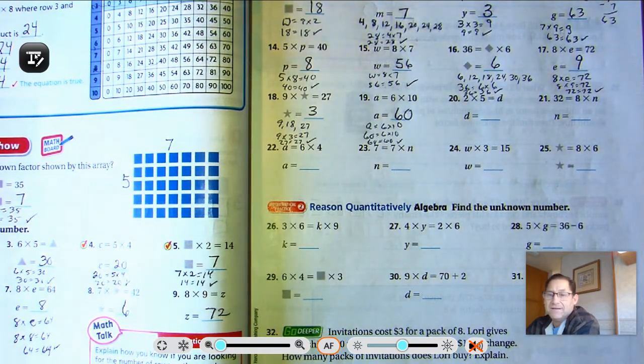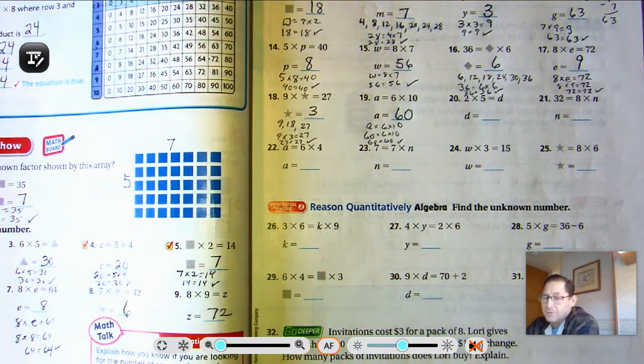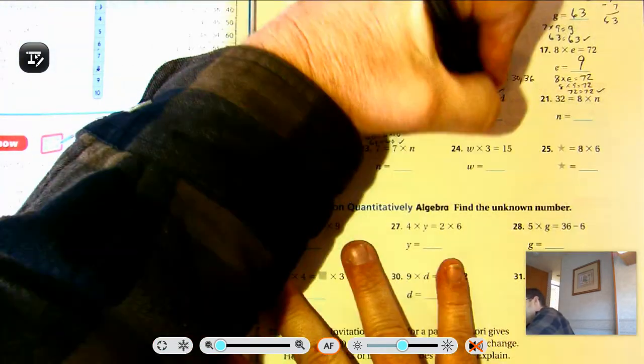Two times 5 is some number. Okay, 2 5s. 5 and 5 is 10. 10.